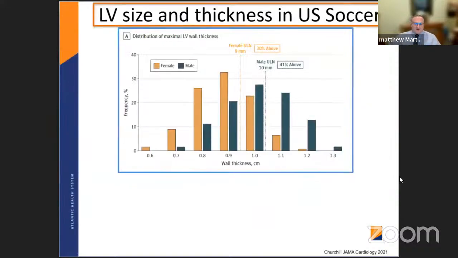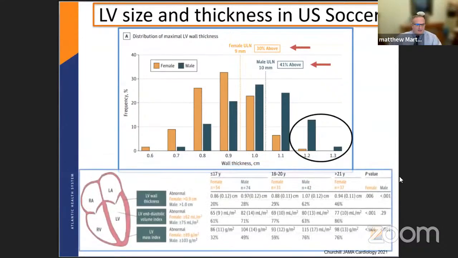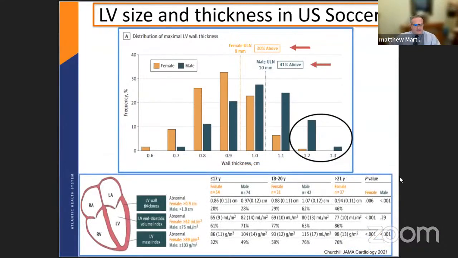We looked at US soccer athletes. This is from Churchill in 2021. If you use ASE cutoffs, about a third of women are above the upper limit of normal, 40% of men, and still, again, that percentage into that gray area, but less common in women compared to men. So that's important. Not only the type of sport, but your sex will have impact on that. They looked at LV wall thickness and diastolic volume index and LV mass index.